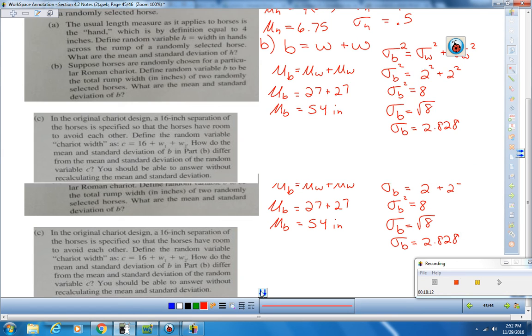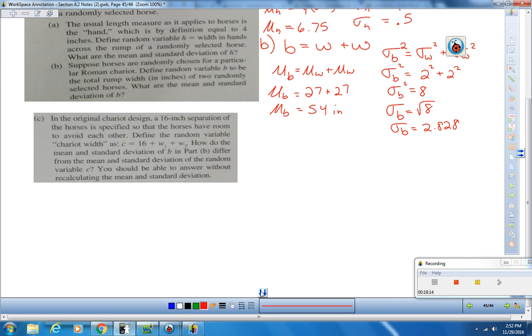Part C says, in the original chariot design, a 16-inch separation of the horses is specified so that the horses have room to avoid each other. Let's define a random variable of chariot width, C, this is Part C, and that's equal to 16 plus W1 plus W2. Or you could just say W plus W. It's the same thing. I mean, I could put the 1 and 2 up on B. It doesn't matter. How do the mean and standard deviation of Part D differ from the mean and standard deviation of the random variable Part C? You should be able to answer without calculating.